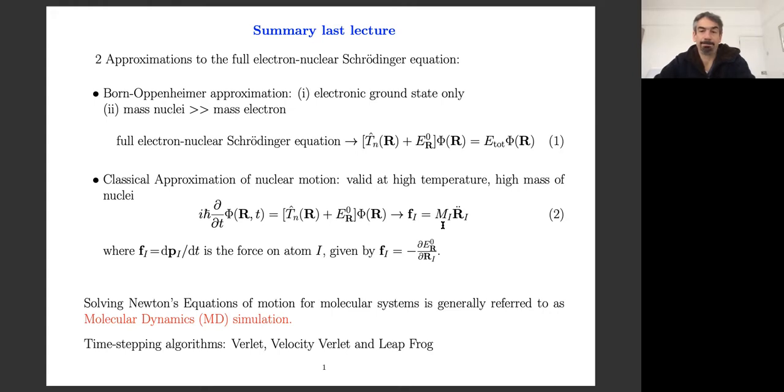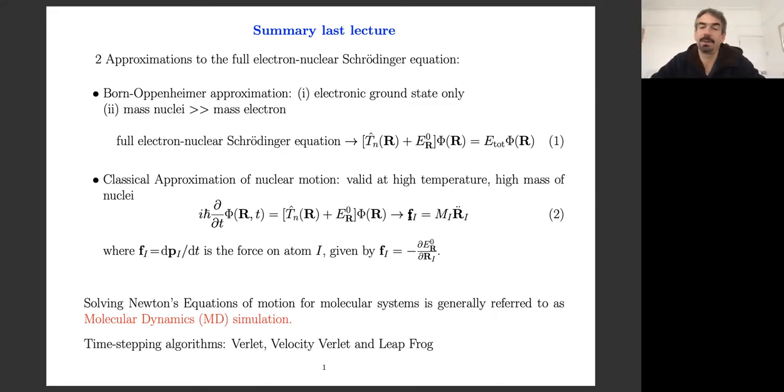But it's not that simple, because the forces on a given nucleus depend on the configuration of all the other atoms in the system, right? So you have one of these differential equations for each nucleus, and they are all coupled with one another, because the forces depend on the positions of all the nuclei in your system, okay?